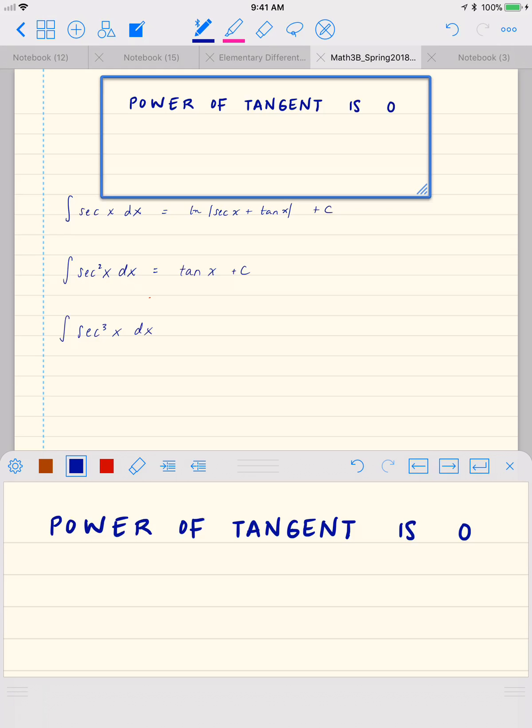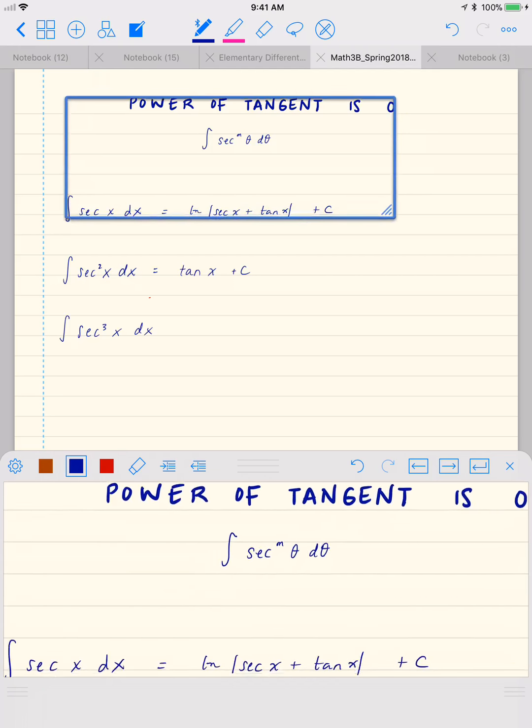Okay, so we're looking at the case where the power of tangent is 0. And this essentially means that since we're in case 2, we're looking at integrals of this form. You just have powers of secant showing up. Okay, so let's run through this case by case.